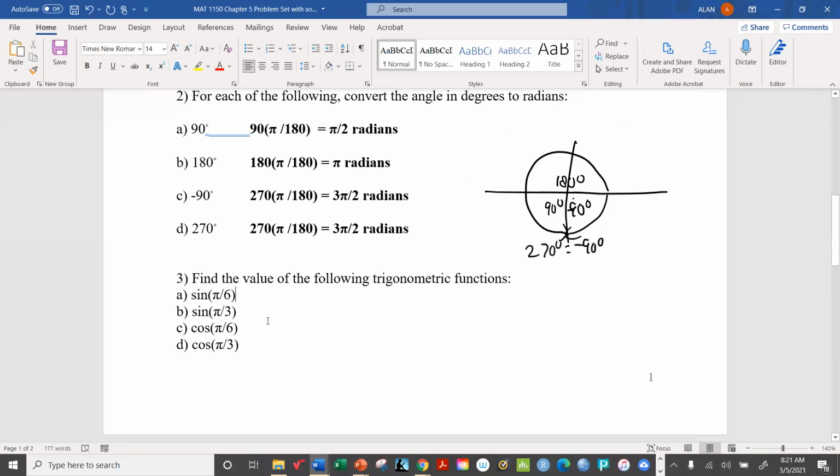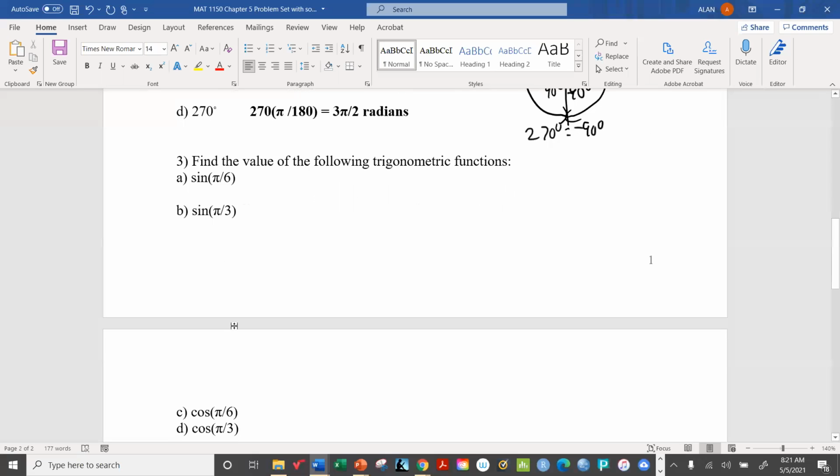All right, now what about these? Well, you've got a few options here. You can go right to Symbolab. You can use the unit circle. You can use one of the charts. So let's try Symbolab.